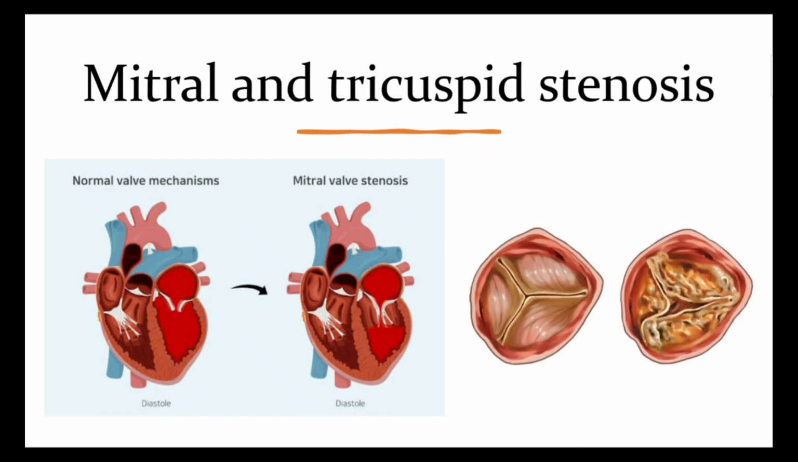Ortner syndrome. So in this diagram, you can see in diastole, we are seeing normal valve mechanism. And in case of mitral valve stenosis, there is narrowing of the mitral orifice and the blood moving into the ventricle is less. You can see here stenosed valve.